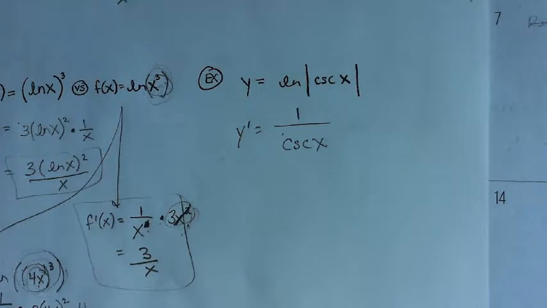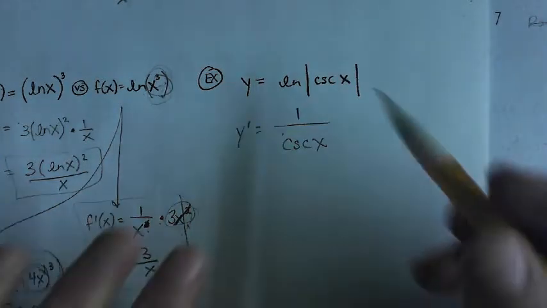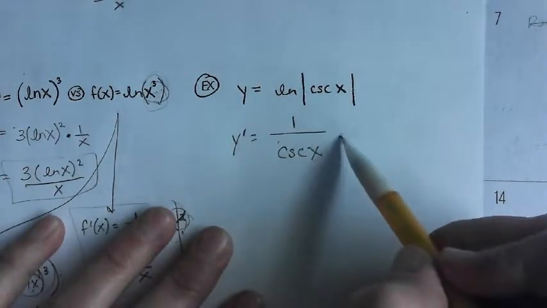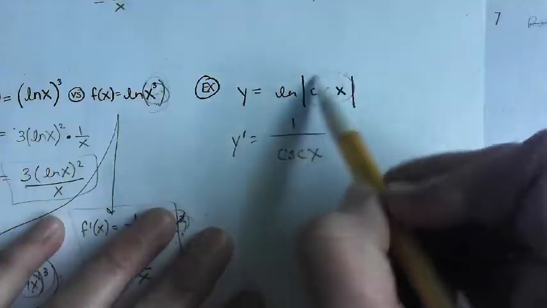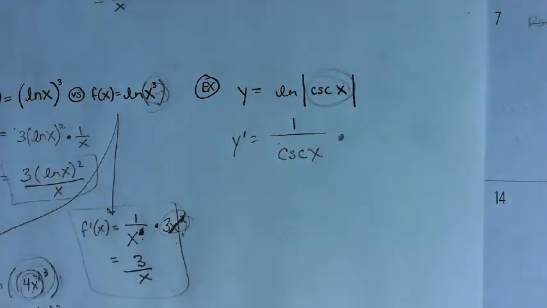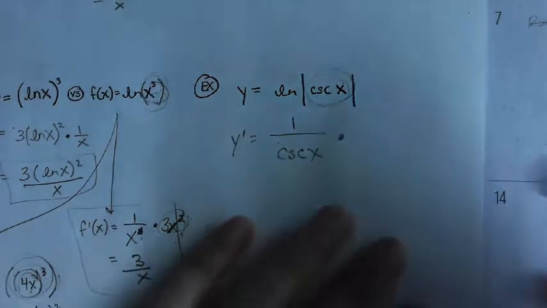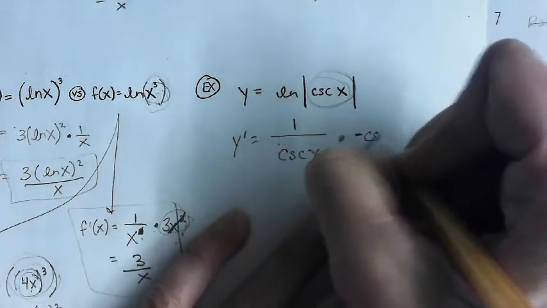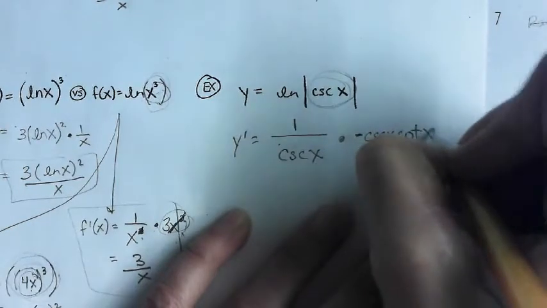Well, we can change it later. We'll worry about that later. So it's 1 over this, but times the derivative of what's inside. So the derivative of cosecant x. What's the derivative of cosecant? Negative cosecant, no, cotangent. Negative cosecant x, cotangent x.